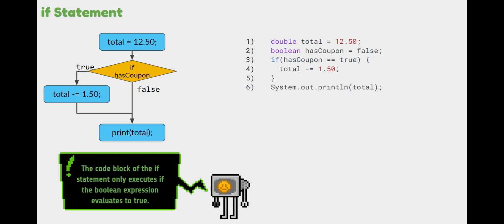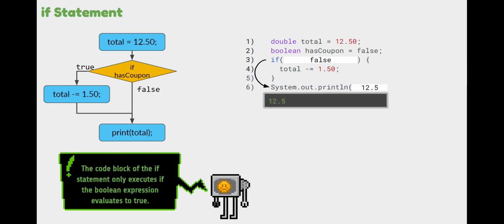In this particular example, when we get to line 3, hasCoupon will evaluate to false. Our Boolean expression is then asking if false is equal to true. That whole Boolean expression will evaluate out to false. When we go to print, we did not change total on line 4. We skip over that algorithm and go right to line 6. And at that point, total is still 12.5. That's what would be displayed in the console.